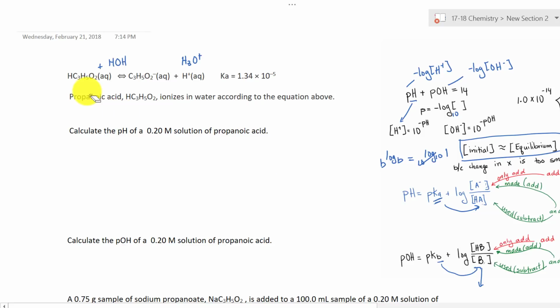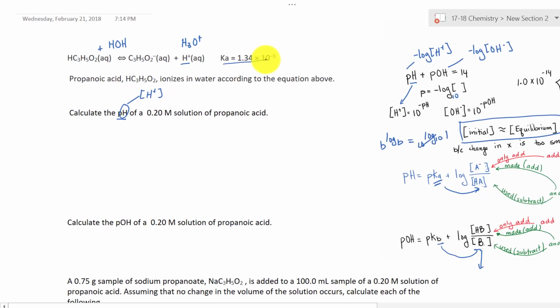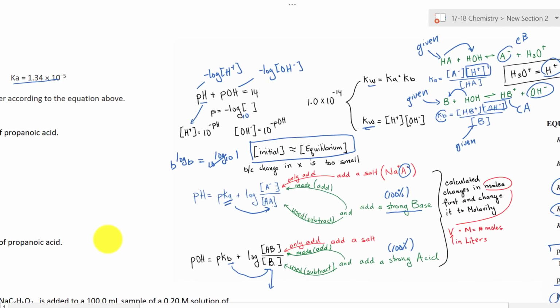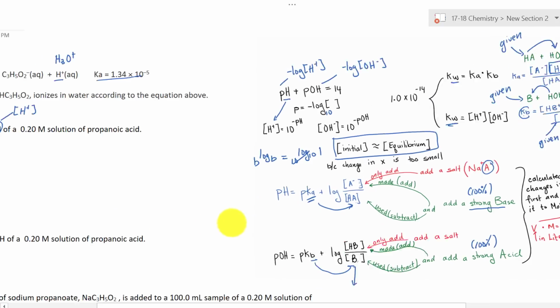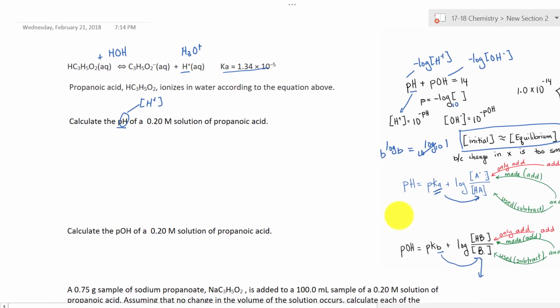And the problem asks us to solve for the pH of a 0.2 molar solution of propanoic acid. Well, when it comes to pH, guess what you need to have? The concentration of H+. But we don't know anything about H+, except that it is in this reaction. And from this reaction, we have our Ka. So we go back to this right here, right? Look at our Ka. We have our concentration of H+ right there. So let's see if we can write this as an equilibrium constant.